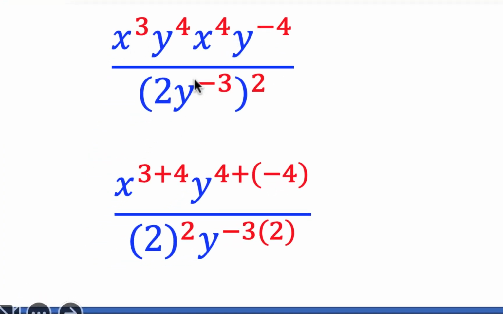X cubed times x to the 4th becomes x to the 3 plus 4. Y to the 4th times y raised to negative 4, kaya igwa gitang y raised to 4 plus negative 4. Applying log exponent number 1.